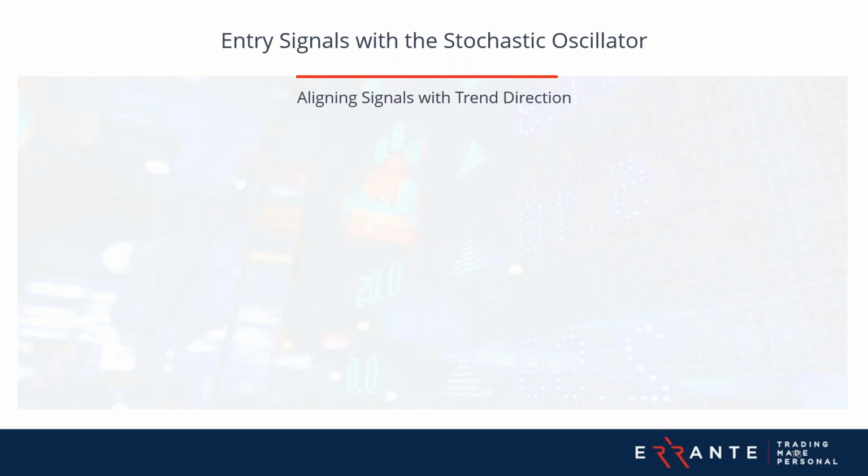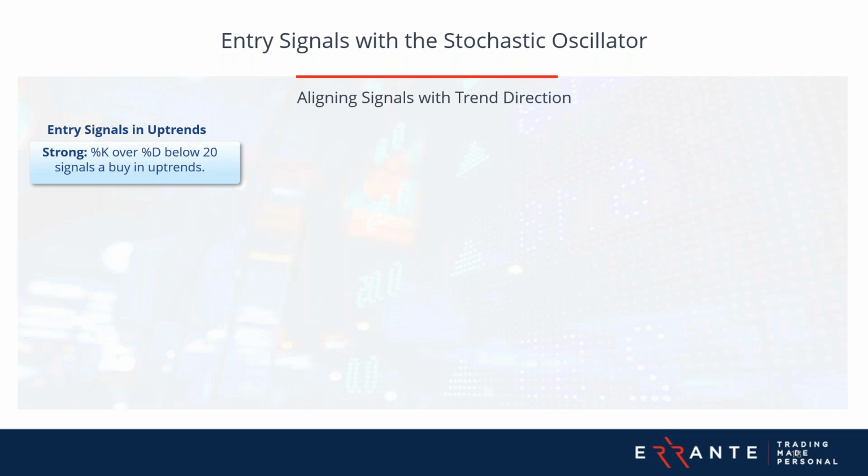Now, let's refine our approach to using the stochastic oscillator for entry signals, focusing on aligning our actions with the current market trend and understanding its effectiveness in shorter time frames. The fundamental principle here is straightforward. Align your trades with the prevailing trend. That's it. In an uptrend, look for bullish signals as they indicate potential continuations or reversals within the context of overall bullish momentum in the market. Conversely, in a downtrend, bearish signals become more significant, indicating possible continuations or downturns within the prevailing bearish trends.